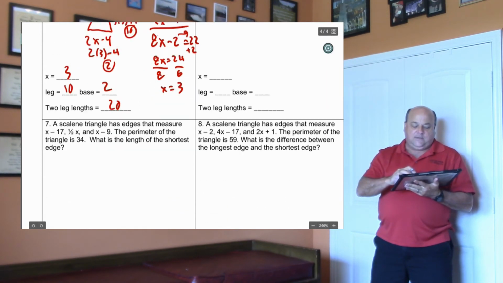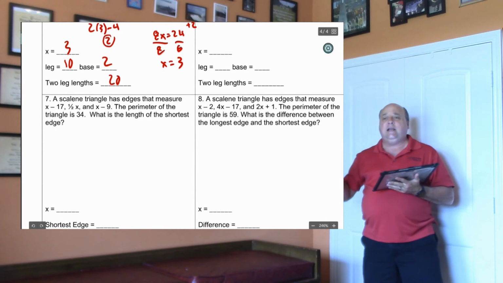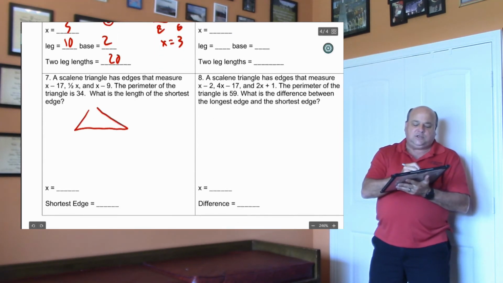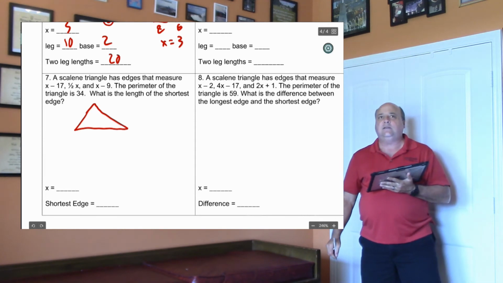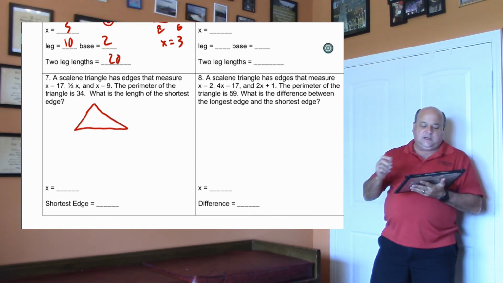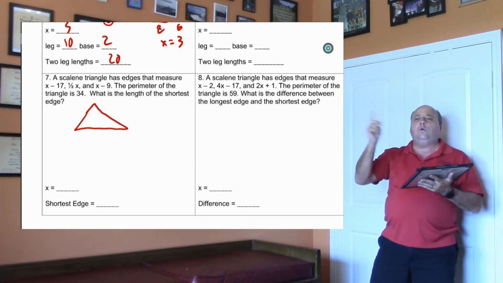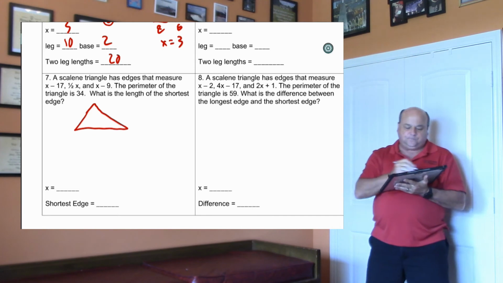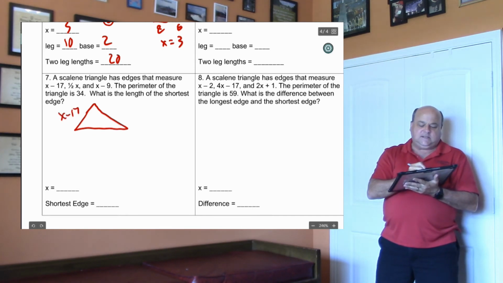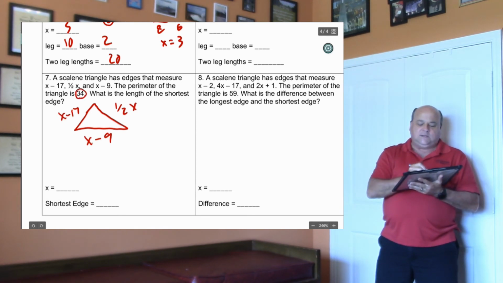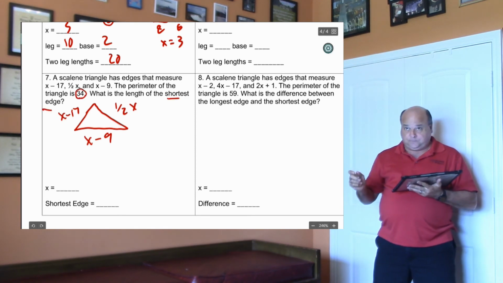And now on 7, you have a scalene triangle. On a scalene triangle, none of the edges are the same length. It kind of looks like this, okay? So a scalene triangle has edge lengths, and you don't know which one's smaller or bigger. It doesn't really matter. Just label the triangle: x minus 17, 1/2 x, and x minus 9. The perimeter is 34. What's the length of the shortest edge?